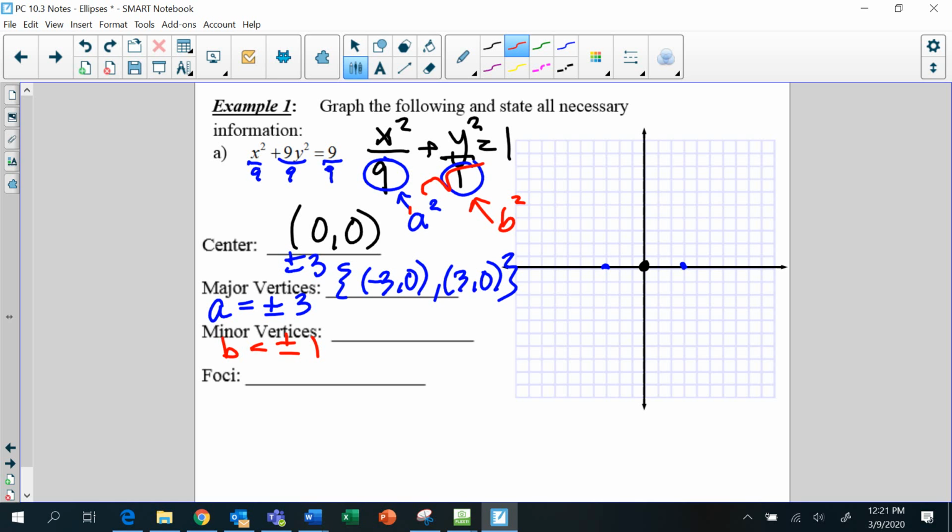And I have to add that 1 and subtract that 1 from the variable that's underneath. So from the y value in the center, I have to add and subtract 1 from the center, up and down. So we will have 0, -1, and 0, 1. On the graph, 0, -1, and 0, 1.